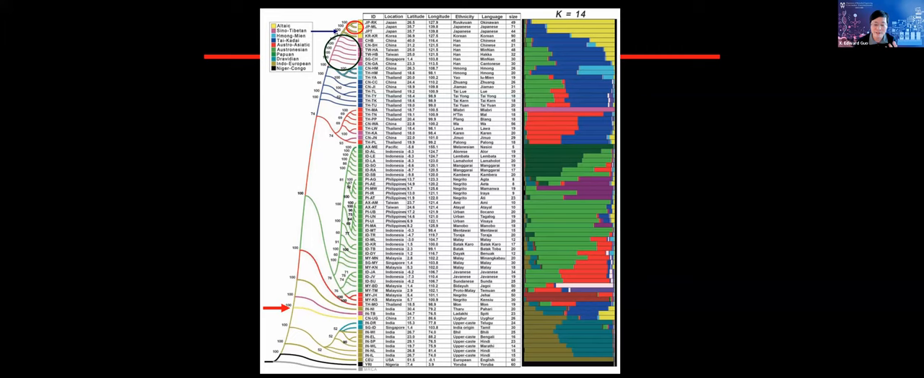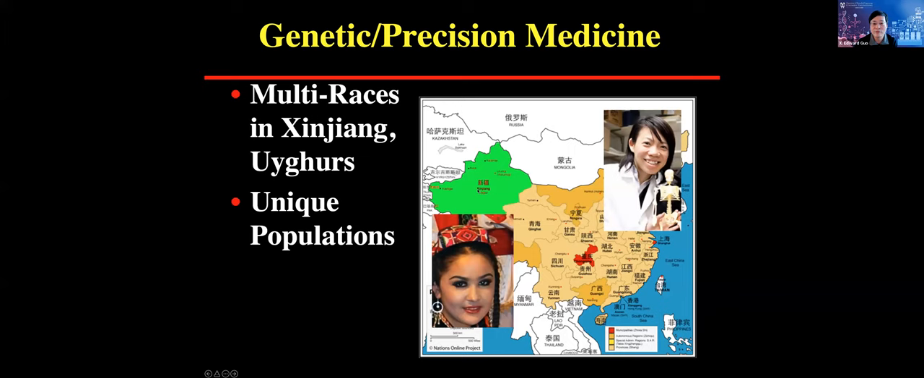But if you go into the red arrows in here, this is also from China. And they are very close to Caucasians. The reason is that 86% of their genes are Caucasian. They're Uyghurs. So they're a minority group here in this northwest territory of China. They have multi-race in this province called Xinjiang, but also have a lot of Uyghurs, we call them, in here. So they are a unique population. I want to do the study. I want to compare them to the regular Chinese folks in China.